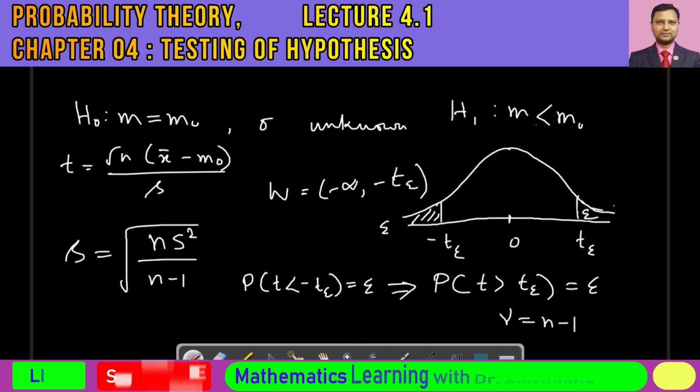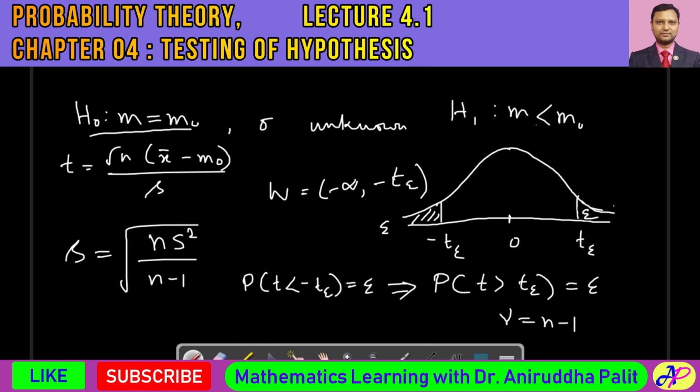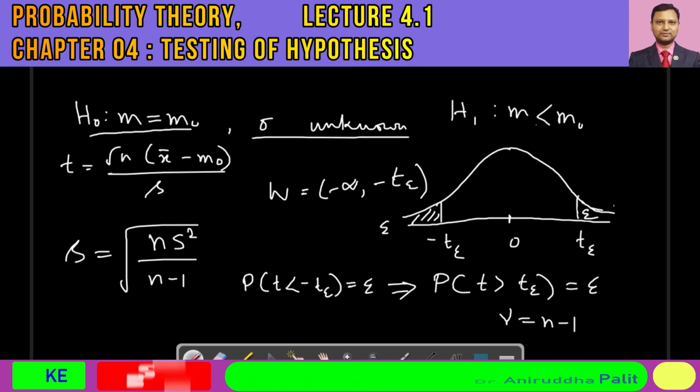All right. So this is about the case when we want to test the null hypothesis m is equal to m0 and sigma is unknown.